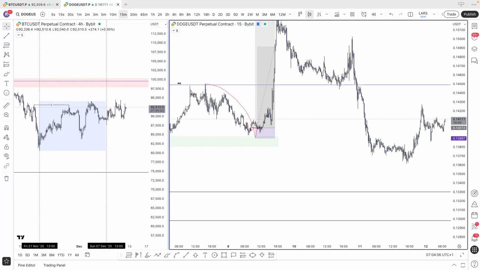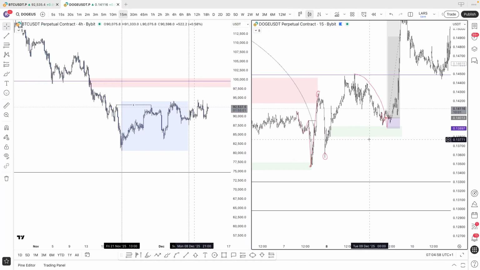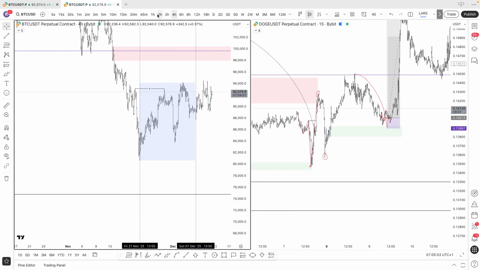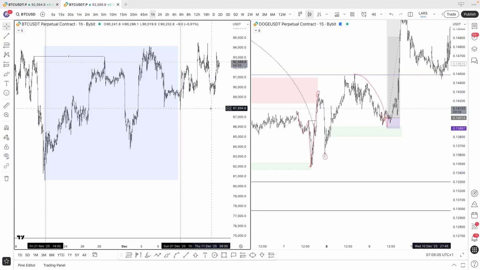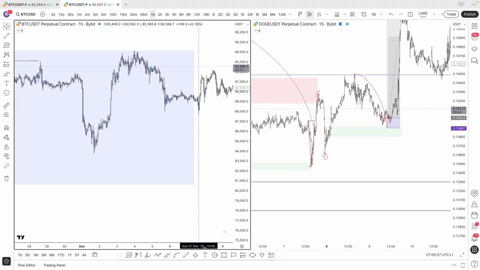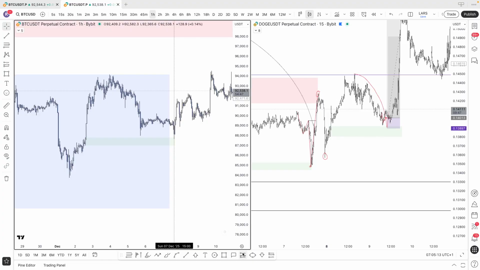Now, the second requirement is for Bitcoin to be at least in some sort of a demand POI. And that is actually what took place. So we had refined overlapping demand in this area right here. And price was pulling back with a failed distribution right here. This was not a proper distribution.